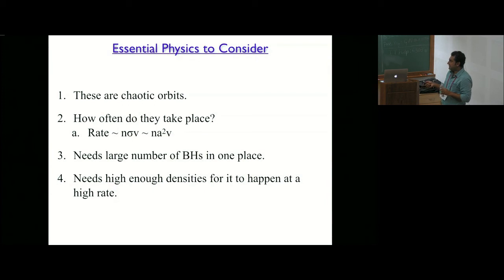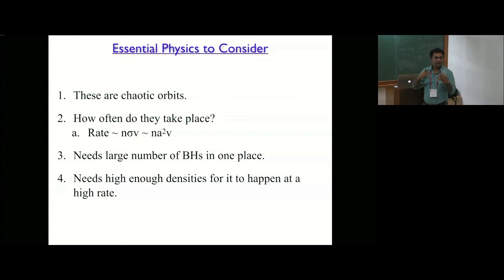So n is the number density. Sigma is some measure of cross-section, so it's dimension of area. And v is relative velocity between the two things that are interacting with each other. So in total, you can convince yourself this is dimension of 1 over time. For binaries, this is semi-major axis squared. For single stars, it's radius squared, roughly.